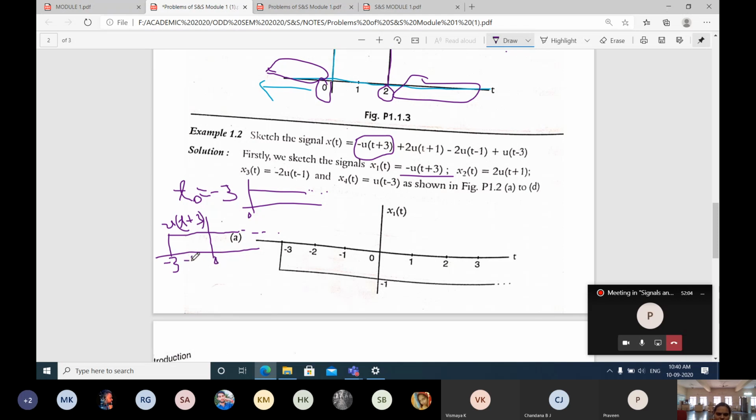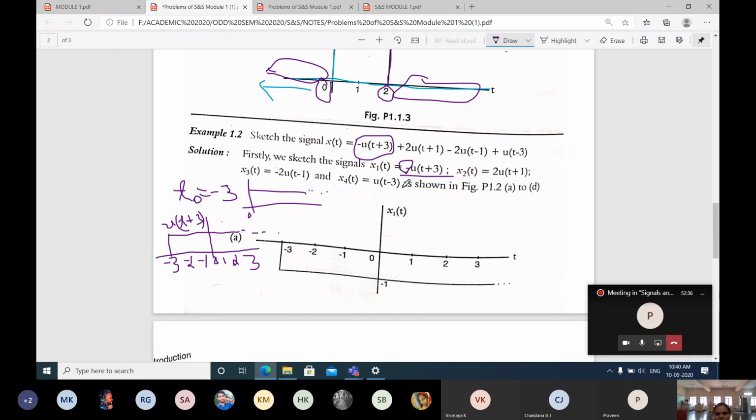Minus 3, minus 2, it will be there. Okay, you have to write all the points: 0, then 1, 2, 3 and so on. Okay, this is how the u of t plus 3 function shifts towards the left side. Remember, T naught being minus means shifting towards the left side. Then this is what we got as u of t plus 3, but here there is a negative value.